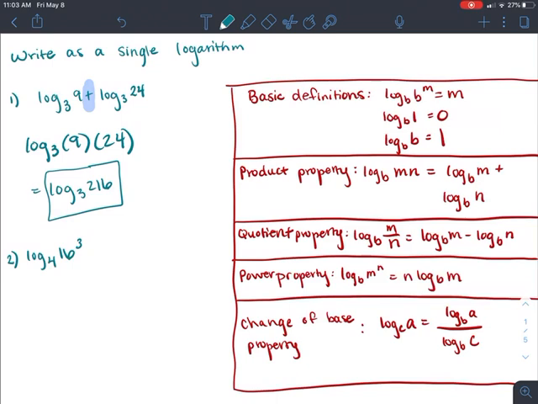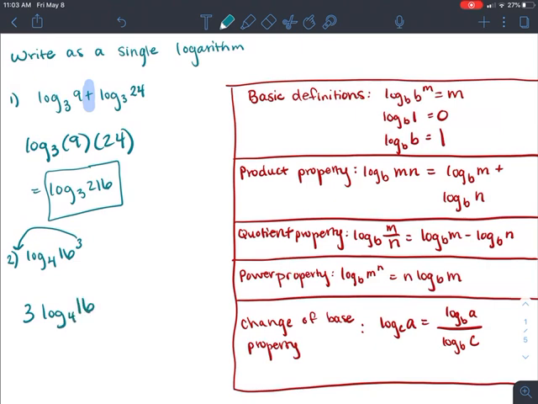You need to be able to look at your properties and say, okay, this is what it looks like. So for number 2, I'm going to look at my properties and say, okay, this looks like my power property, because I've got the power right here and I've got my power here. So what I'm going to do is write it like this. I'm going to bring my exponent down to the front, and I get 3 log 4 of 16.